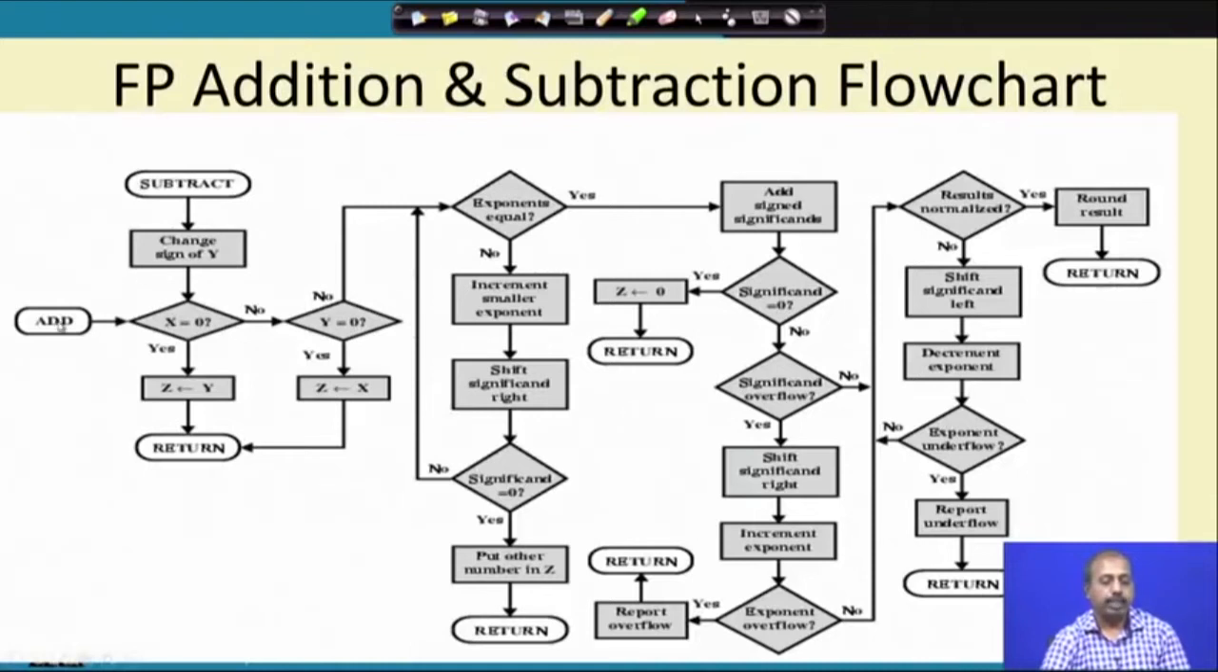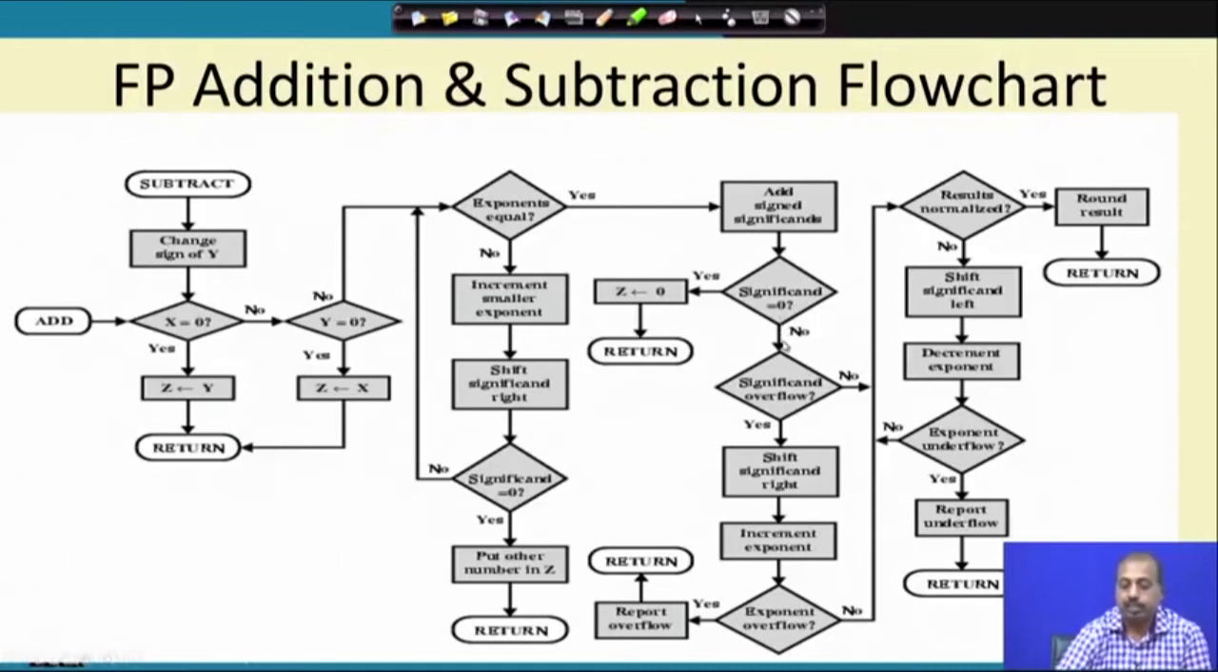Suppose I am trying to do an addition of x plus y. If x equal to 0, then the answer is y directly. So, we go back. If x is not equal to 0, then we check whether y equal to 0 or not. If y is equal to 0, in that case the answer is x, so it simply goes out. Otherwise, x and y both are non-zero. So, it comes to this point and checks whether the exponents are equal or not. If the exponents are equal, I do not need to do any exponent adjustment. I just simply add the significands, and if the significand becomes 0, then the answer is 0.